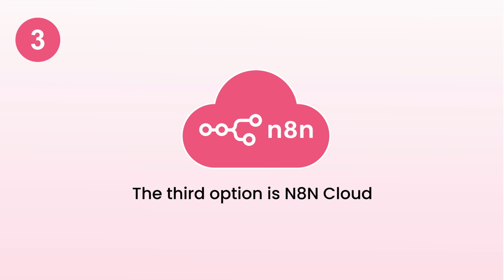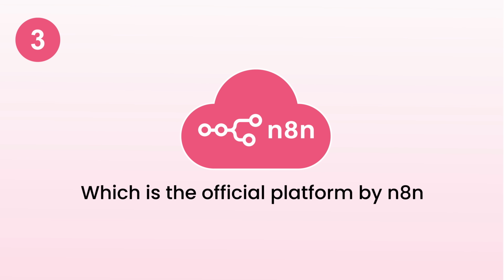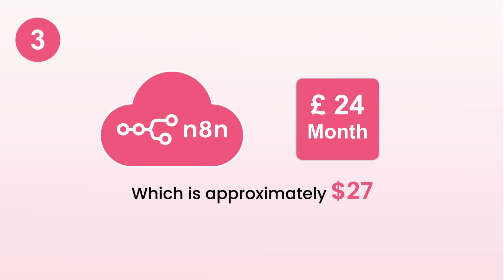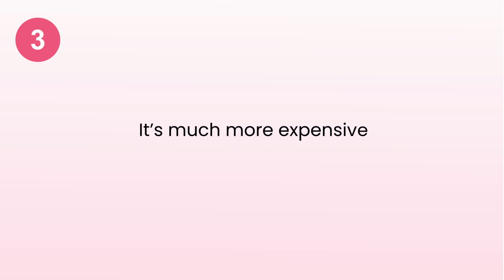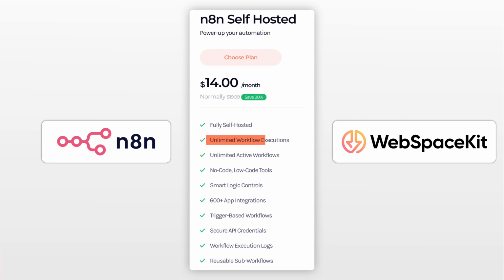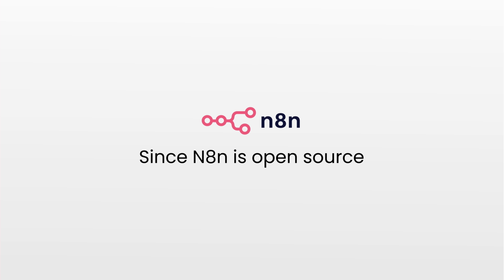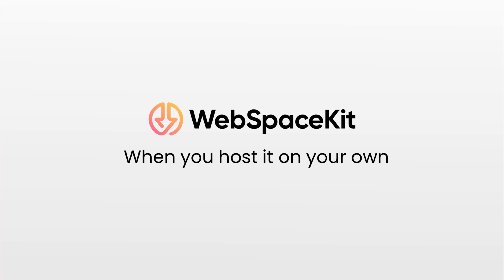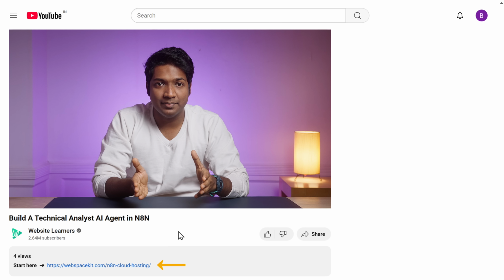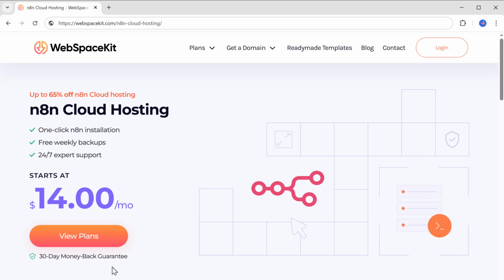The third option is the n8n Cloud, which is the official platform by n8n. This costs around 24 pounds per month, which is approximately $27. So it's much more expensive and the features are limited too. In this video, we are going to purchase n8n from WSK, where we get unlimited workflow executions and unlimited active workflows. Since n8n is open source, you get much more benefits when you host it on your own platform like WSK.